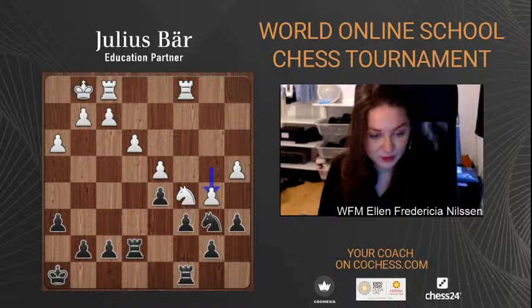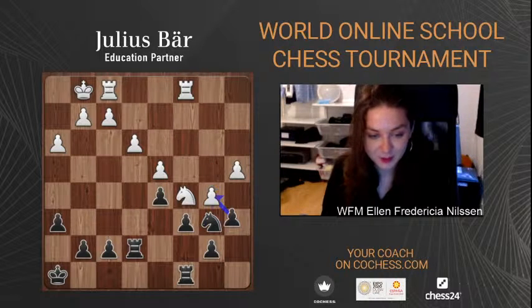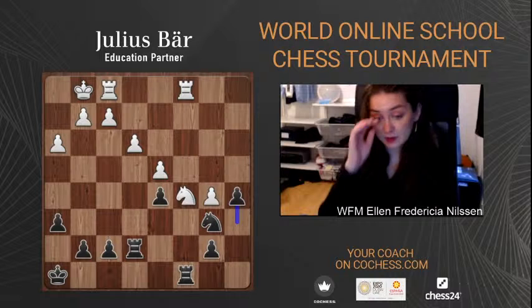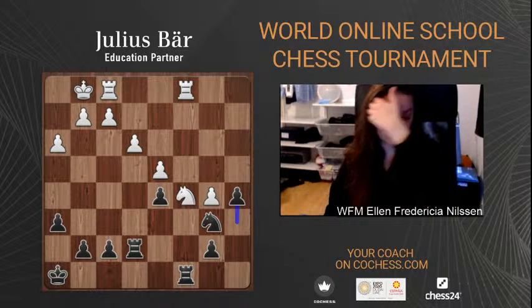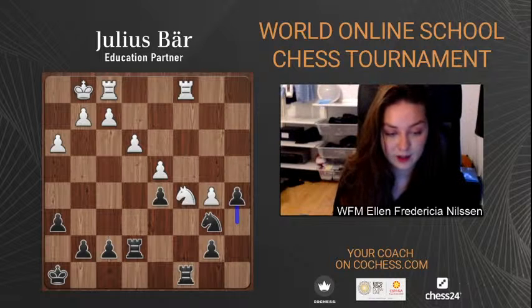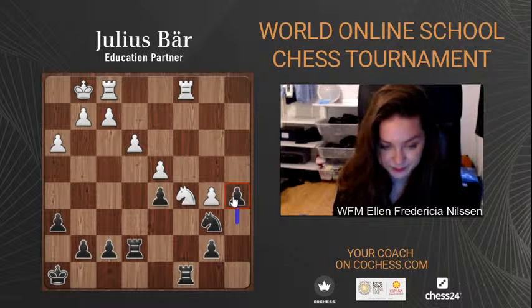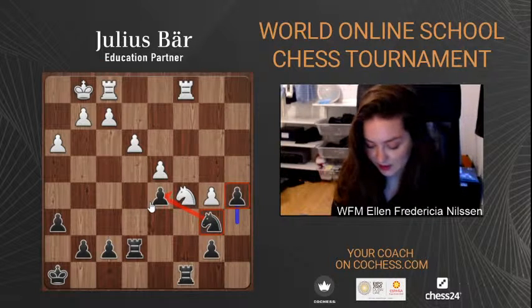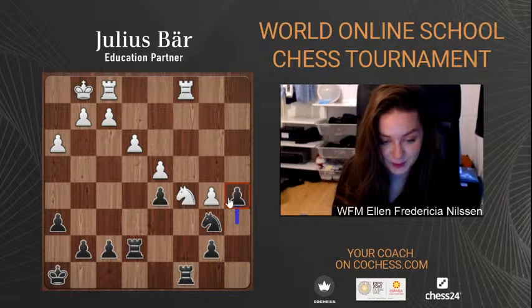Okay. The correct way to meet this minority attack, as Sim mentioned, was to not take with the a pawn, take with the c pawn, and play a5. In this position, white is a little bit better, but black will be able to create some counterplay with this a pawn. And this knight on b6 is well placed. It's not attacking, it is protecting the d5 pawn.